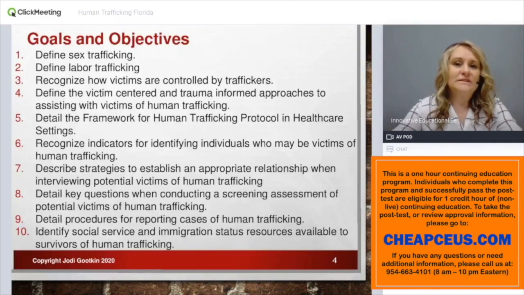The information that I present today is compiled from various federal government as well as state of Florida resources and the National Human Trafficking Resource Center. On the last few pages of your course notes packet, there are several links provided that will be helpful to you in the clinical setting as you explore this information further.